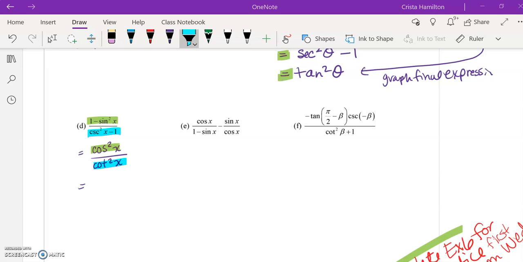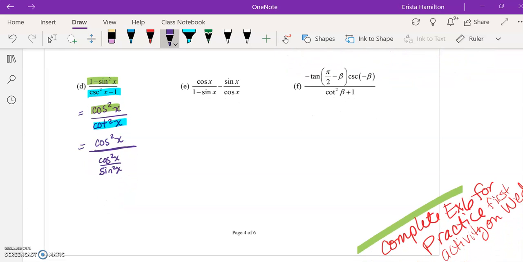So what we want to realize is that I do have quotient identities, reciprocal identities that I can use here. The obvious one: let's just bring the numerator down, and let's make a big fraction bar because we're going to put the denominator. That cotangent, remember, is going to be cosine over sine. And so remember when you have a square, you just square everything. So this is going to be cosine squared x over sine squared x. So I make that substitution in.